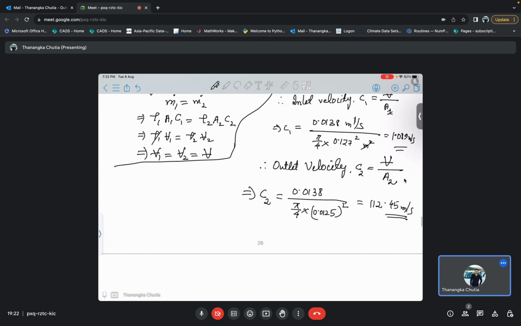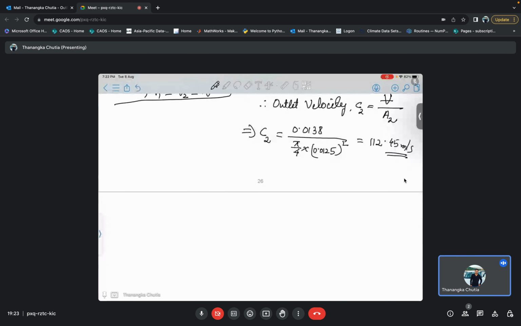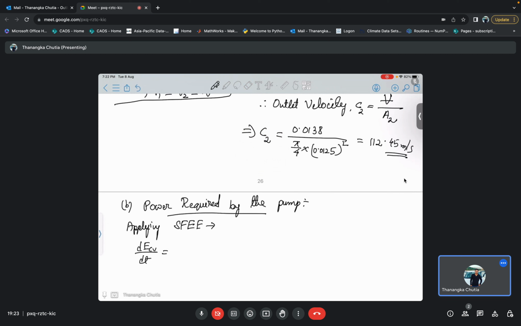Now the power required by the pump. In the next case you will have to apply the steady flow energy equation again. Applying the steady flow energy equation, you get dE_CV by dt equal to q dot minus w dot plus m dot times h1 minus h2 plus c1 squared minus c2 squared by 2 plus g times z1 minus z2.